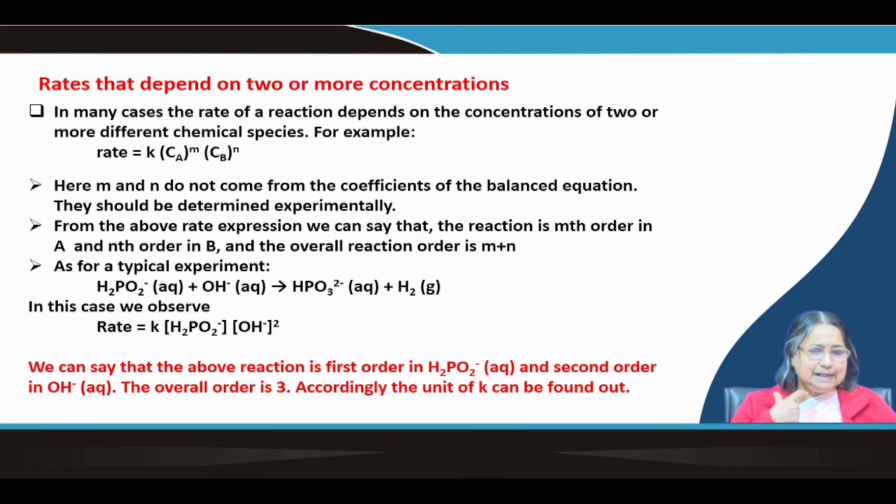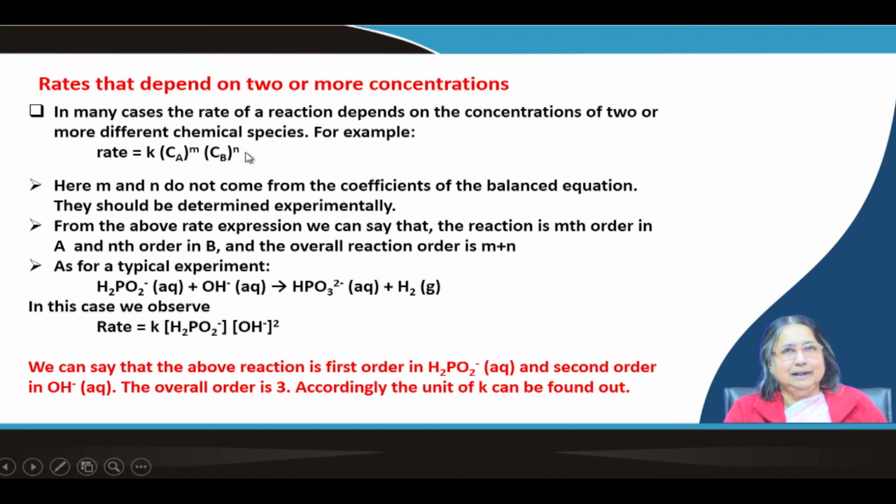Now, in many cases the rate of a reaction depends on the concentration of 2 or more different chemical species. That is the case I was explaining on the previous slide. In this case you see the rate is K, the specific rate constant, times Ca to the power m and Cb to the power n.